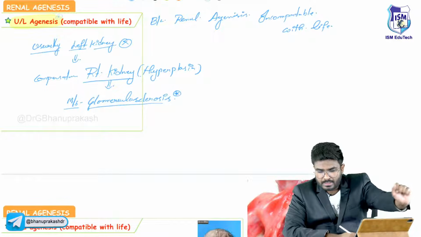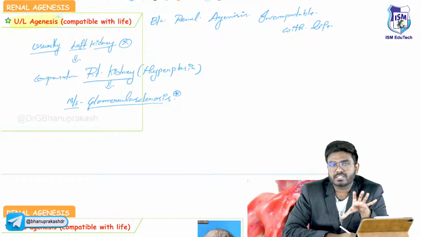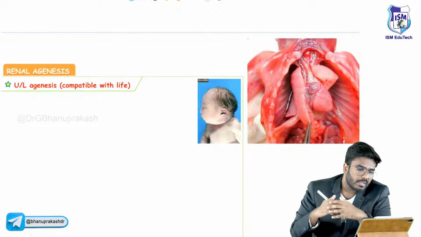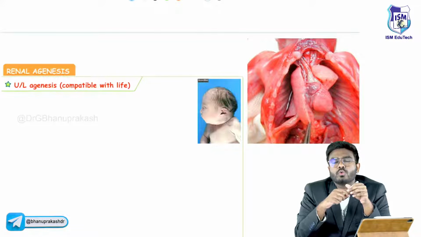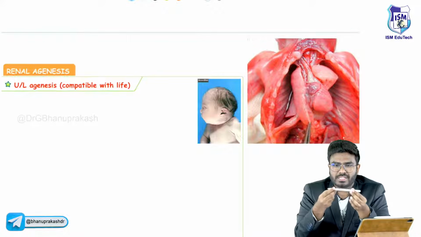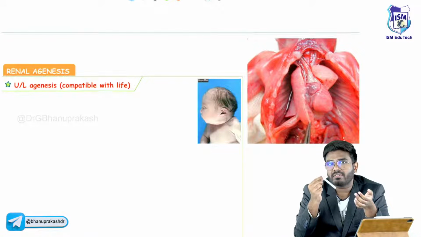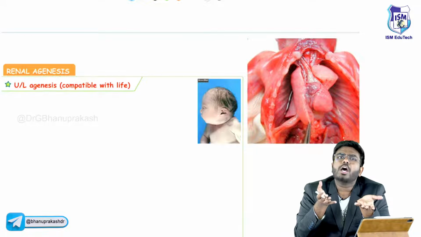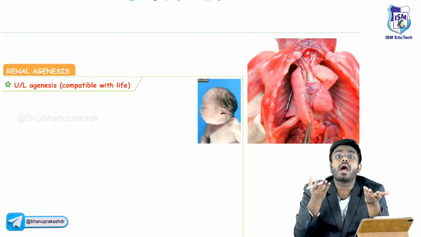Now my question to you: what are the problems if one kidney is absent? Unilateral renal agenesis is when one kidney is absent. Let me write the problems one by one. When one kidney is not there, the baby is going to produce less urine. Imagine the baby is inside the uterus, not yet born, and not having one kidney. So the baby is going to produce less urine. If the baby produces less urine, in the mom there will be oligohydramnios. The amniotic fluid is nothing but the baby's urine.